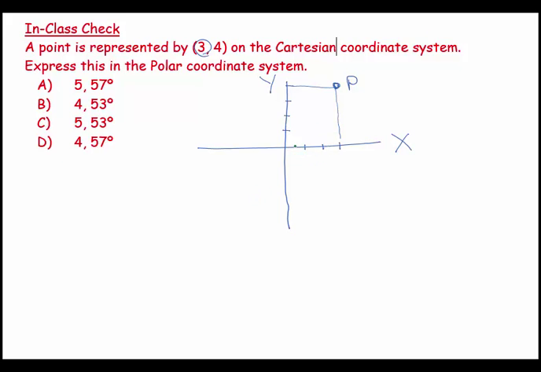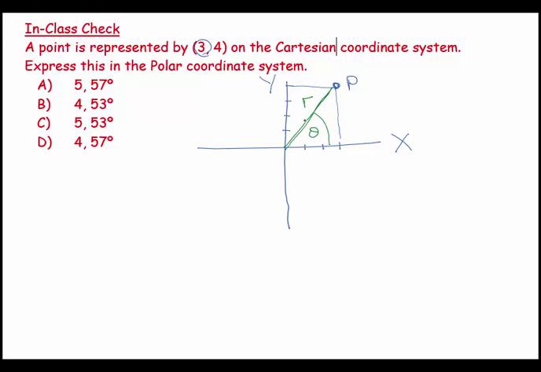And the polar coordinate system is slightly different. We have the arm, R, that is the distance from the origin. And then we have the angle from the positive x-axis. So we need to convert from an xy component system into an r theta system.